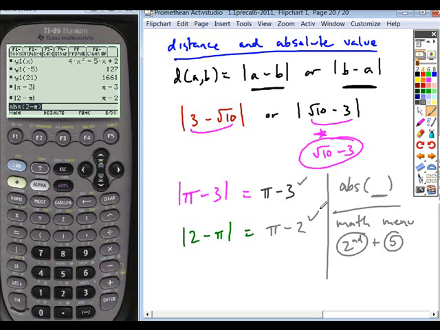Now, even though your calculator doesn't use this vertical bar to represent absolute values, anytime you enter answers online, you can use the vertical bar to represent absolute value. Do you guys see where the vertical bar is located on your keyboards?